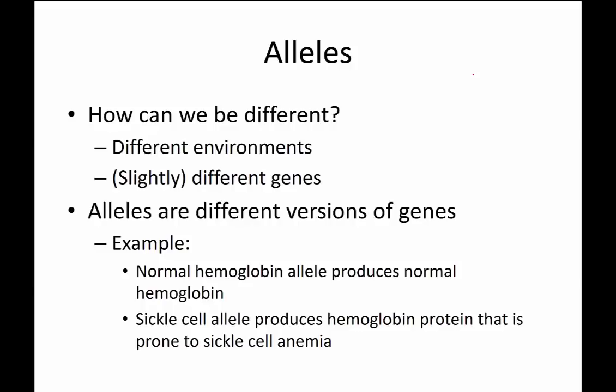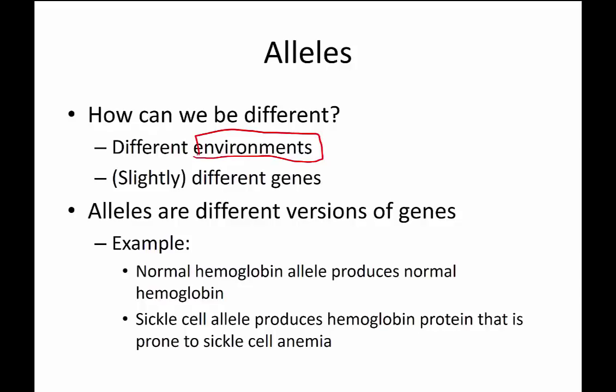Next, we're going to cover the idea of alleles. Alleles explain how we can be different, and really there are two explanations for how we can be different. One is through the environment. Of course we have different environments, so we're going to have different phenotypes: different characteristics, different behaviors, different whatnot. So that's explanation number one, different environments. The second explanation, though, is that perhaps we have slightly different genes.